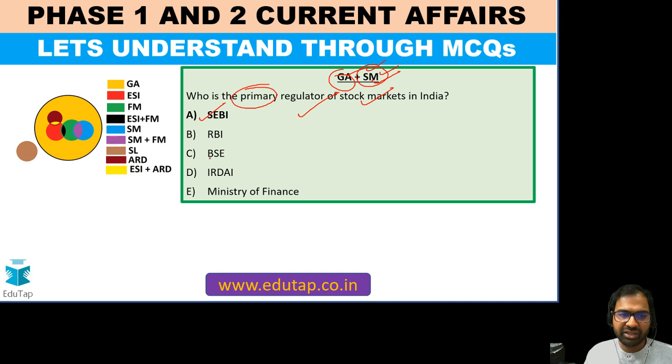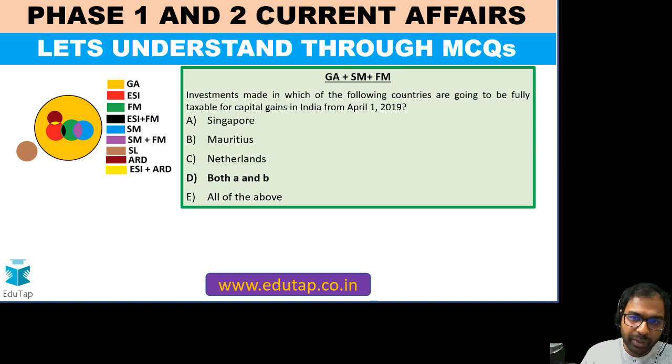Why can it be asked in GA? Because security market current affairs is nothing but a subset of GA. Another question. This question is security market plus finance and management.